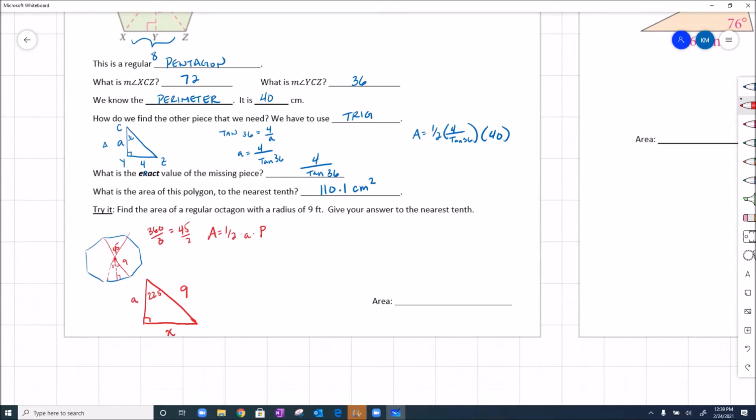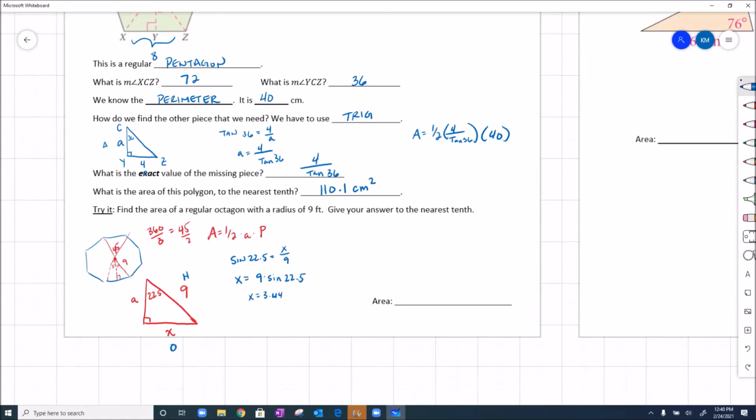A. And we can do both of these by using our trig functions. So to find X, this is my opposite side. I know my hypotenuse, and so I'd use opposite over hypotenuse, sine. Sine 22.5 equals opposite X over hypotenuse 9. So to find X, X is 9 times sine 22.5. And you'll see that it's about 3.4, if we're rounding it. 3.44.